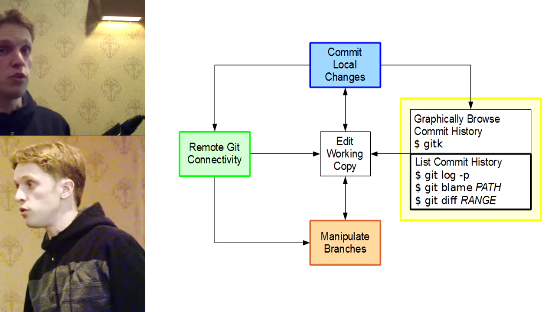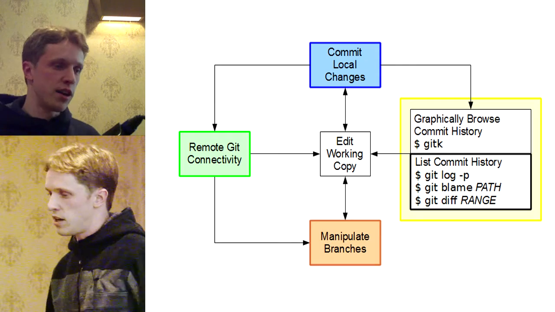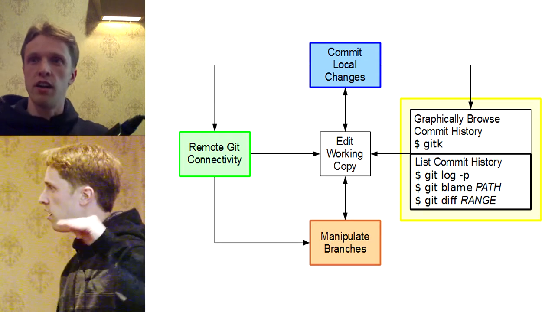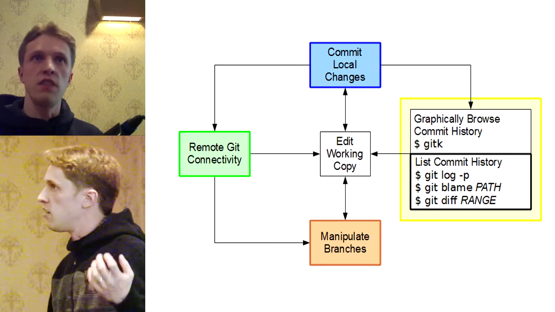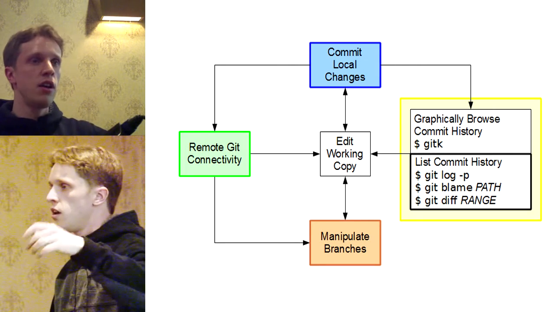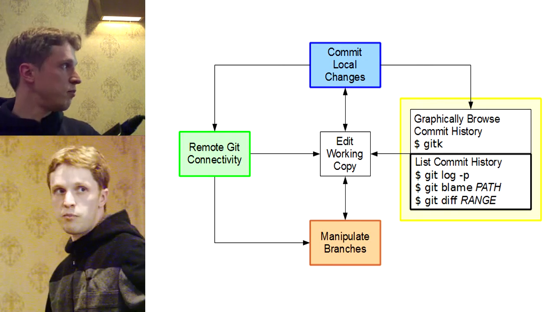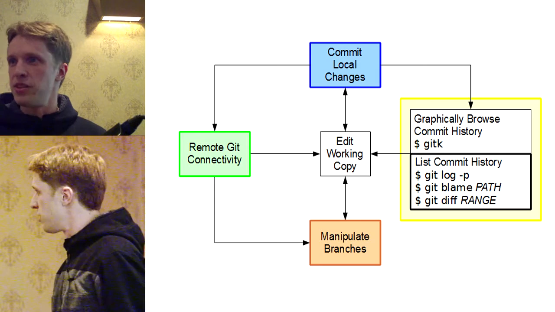Actually, git blame is really cool, whether or not you're familiar with Subversion. Git blame will summarize, on a line-by-line basis for each file, who actually made that commit and when they made it. So if you isolated a bug to a particular chunk of code in a particular file, you can run git blame on the file and see that this was Aaron Smith a couple months ago who made that commit.